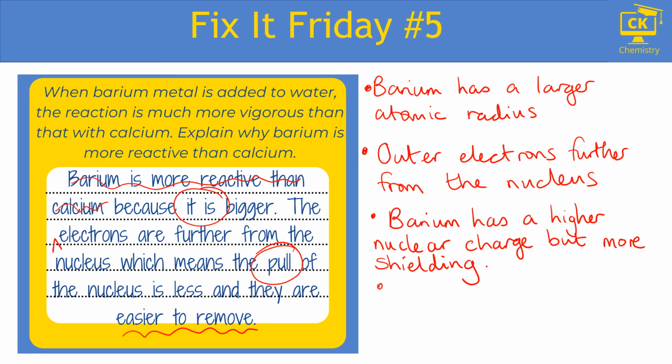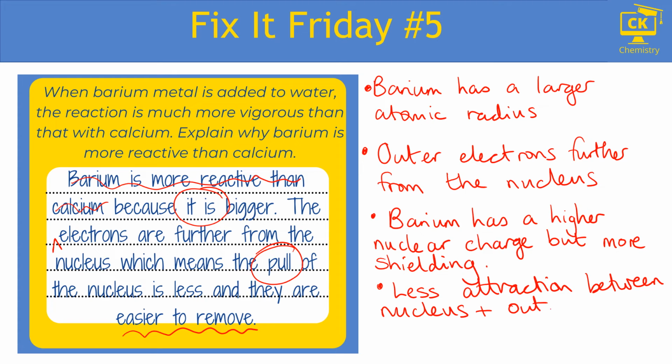Now we can say less attraction, and we're going to say between the nucleus and outer electrons. And it's okay to say their electrons are therefore easier to move for the 4th mark.